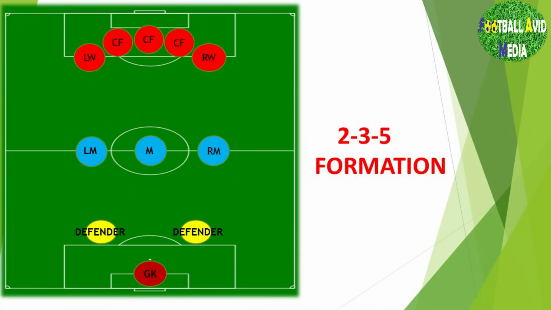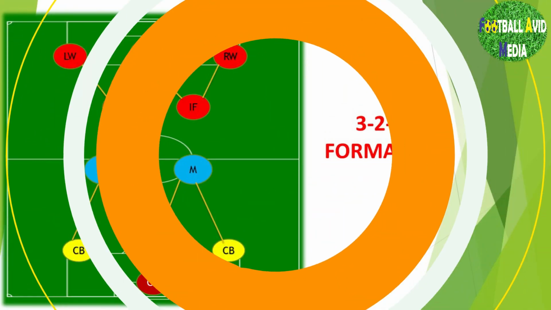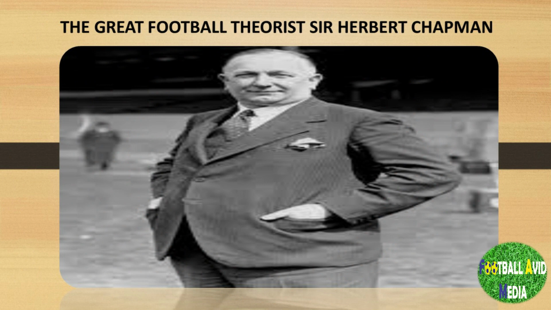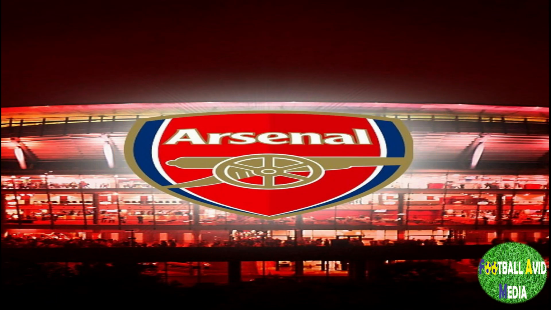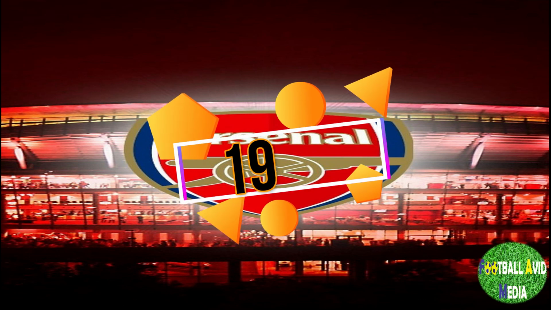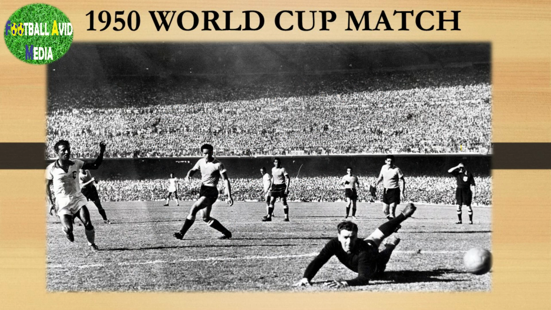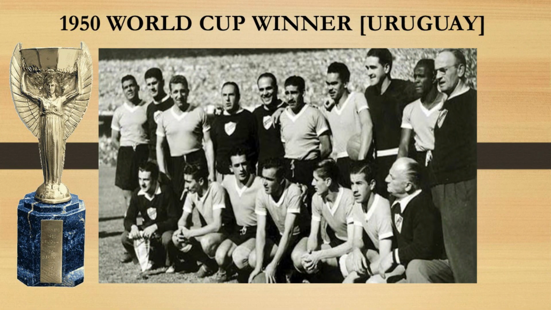WM. One of the first side steps from the well-established 2-3-5 was the WM. The attacking cluster is W-shaped and the defensive cluster is M-shaped, or 3-2-2-3. The innovator was the great football theorist Herbert Chapman when he was the manager of Arsenal in the early 1930s. It was a formation used by many teams in the 1950 World Cup, but not by the winning team from Uruguay.